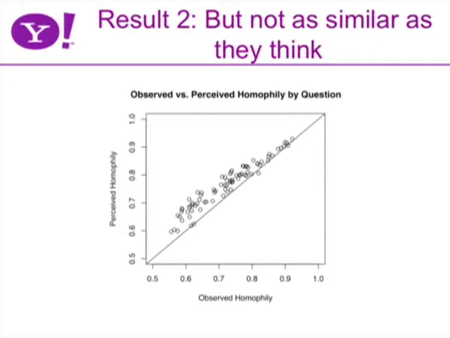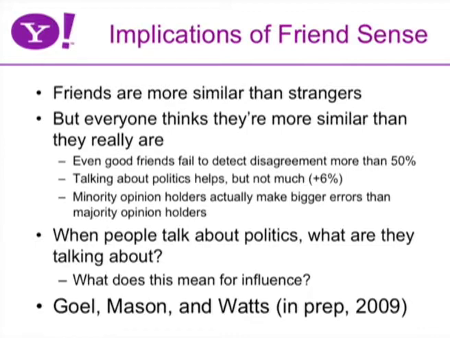And the main reason why people think that they're more similar than they are is that they're extremely bad at telling when they disagree. They're so bad that they're worse than random guessing. So on average, they only know about 40% of the time when they disagree with their friends. And this is true even when they're good friends, people who have lots and lots of mutual friends, who are embedded in dense networks of mutual acquaintances, and when they say they talk about politics. When you talk about politics, you get a small boost, about 6 percentage points. But you're still under 50% for guessing correctly about disagreement.